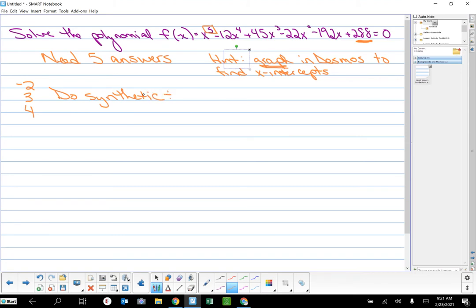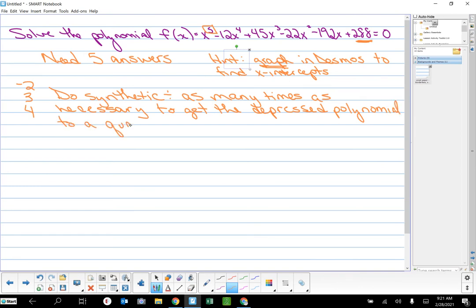As many times as necessary to get the depressed polynomial to a quadratic. Because we know how to solve a quadratic, right? We can either factor, we can use the quadratic formula, and so on. All right, so let's start here.